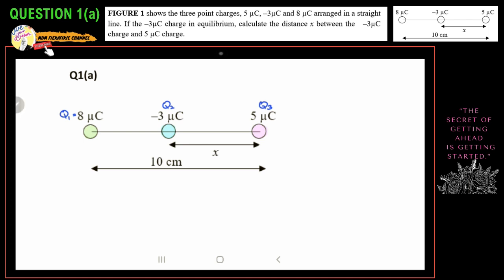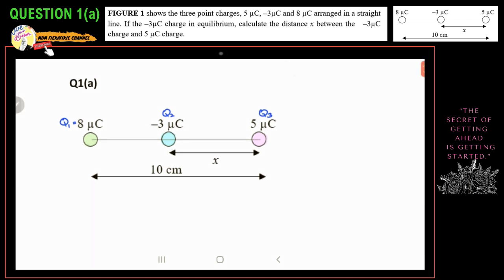So the question states that the charge is in equilibrium. So calculate the distance x between the -3 microcoulomb charge and the 5 microcoulomb charge. Alright, so please highlight the words charge in equilibrium. Okay, so when we talk about equilibrium, please remember that the resultant electrostatic force on the second charge is equal to 0. So we can write the total force on charge 2 is equal to 0.